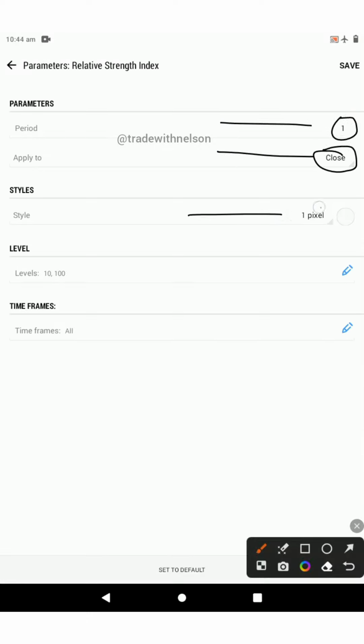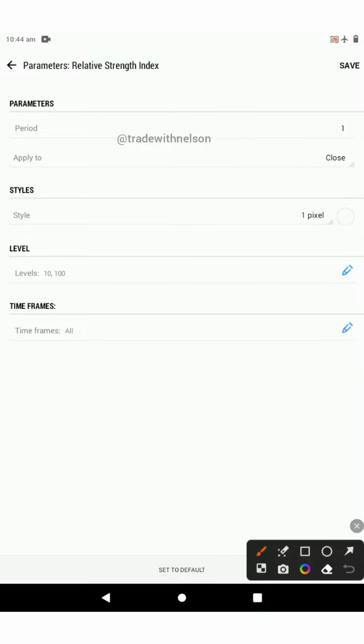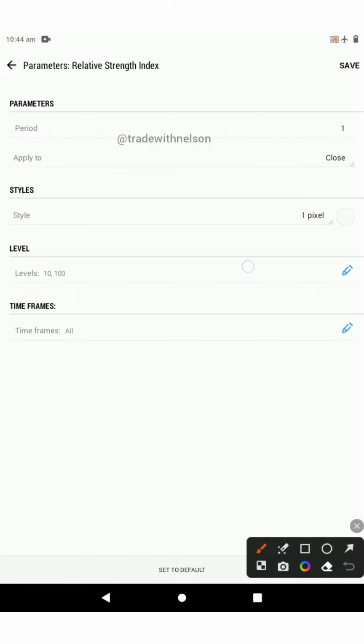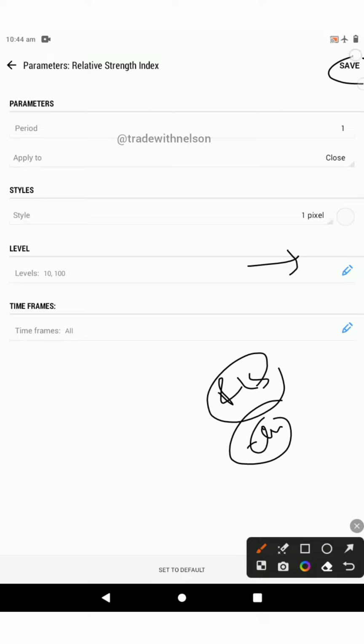Apply to close, style 1 pixel. Select the color of your background. If your background is white, select white. If it is black, select black. For the levels, click on this pen icon, add level, type 10 and 100. Style, make it 1 pixel and select the color of your background. The reason we want to use these levels is to make sure that all other indicators are following this RSI. After that, click on save.